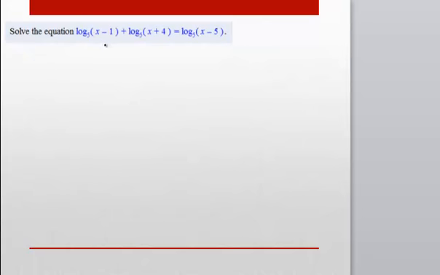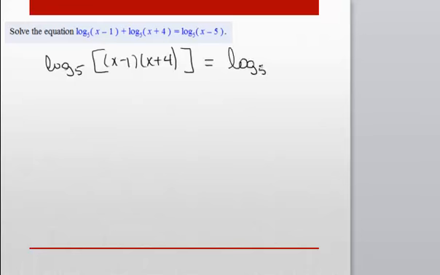Log base 5 of x minus 1 plus log base 5 of x plus 4 equals log base 5 of x minus 5. Okay, let's use some properties of logarithms. So first of all, we have log base 5 of x minus 1 times x plus 4 is equal to log base 5 of x minus 5. We use the product rule on that one, if you remember the product rule.